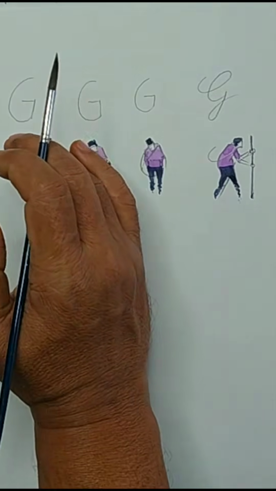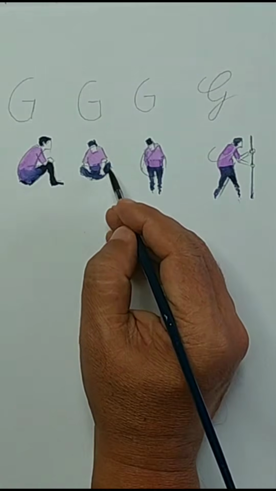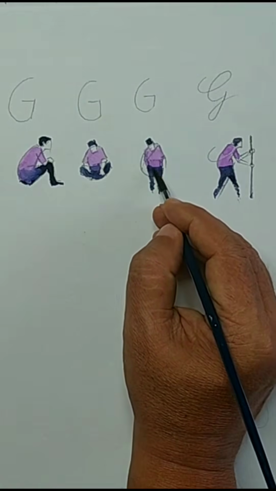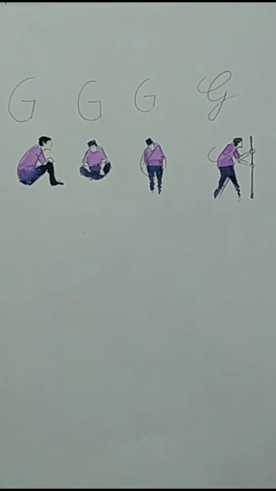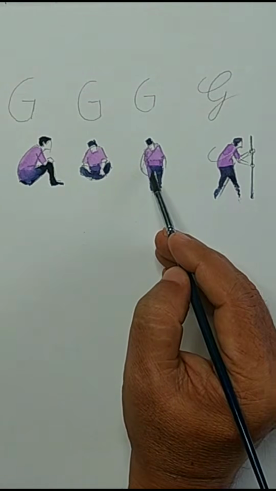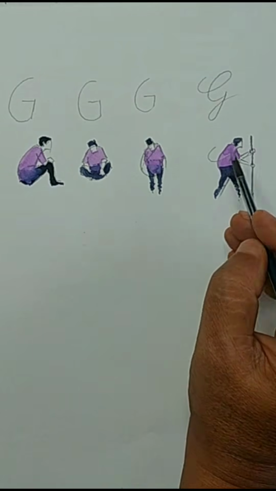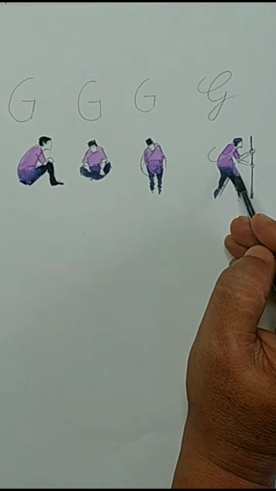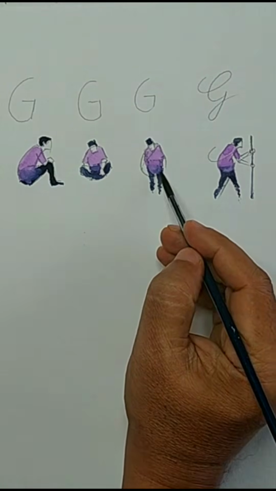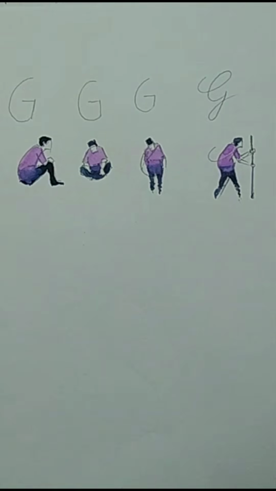I'm just softly merging the light color and dark color. I don't want separate sharp separating lines between the light color and dark color. So I'm just playing with the tone there. That's it. It is not important though.